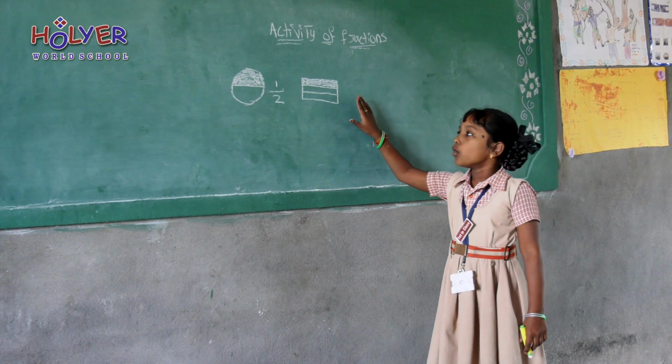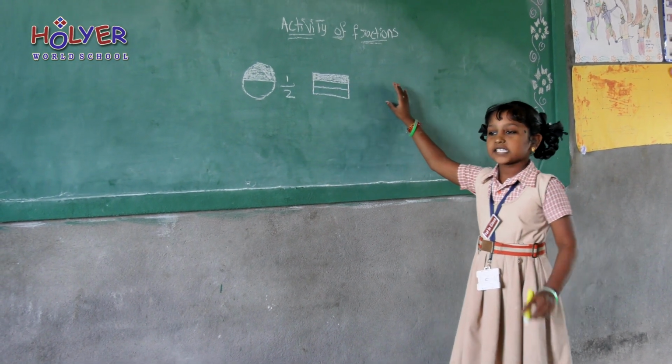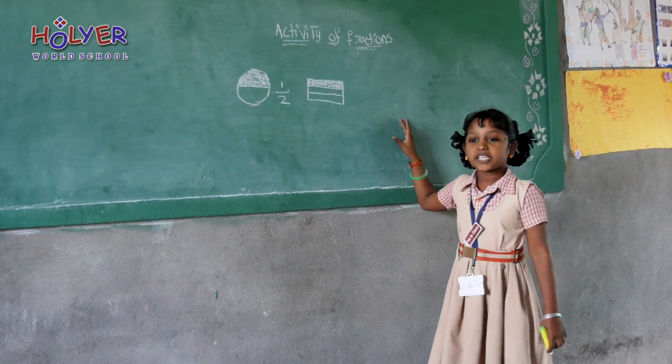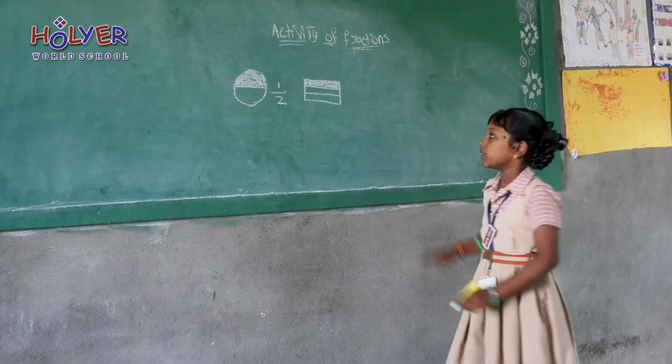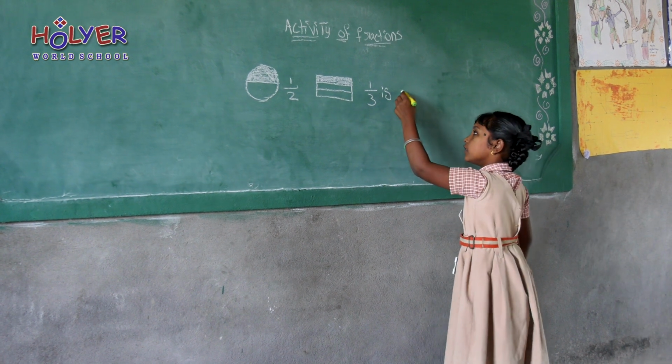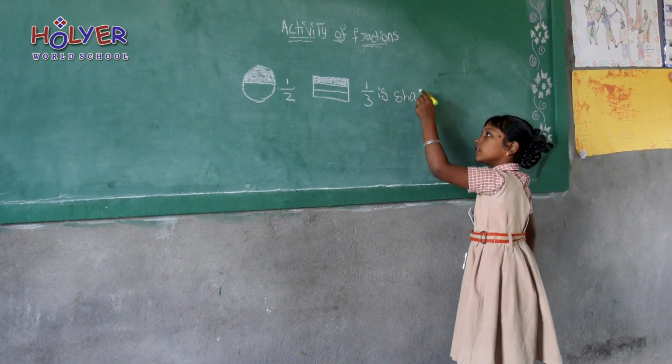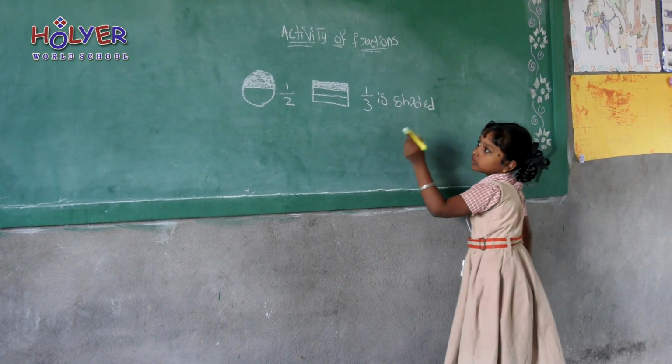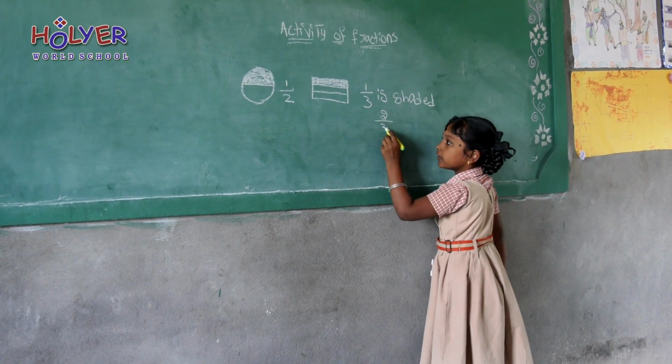Box is a whole. I am doing this three equal for this side, and we have two fractions. One is shaded and another one is not shaded. One third is shaded. Two third is not shaded.